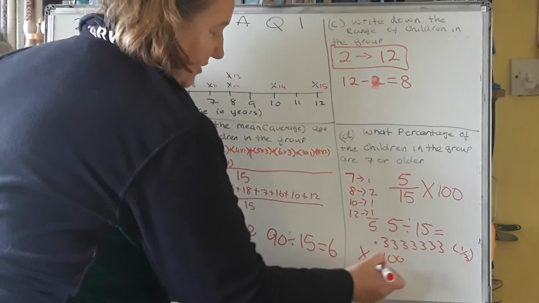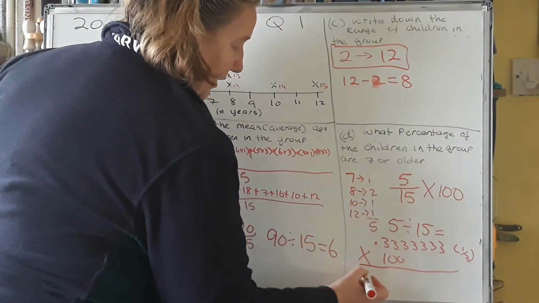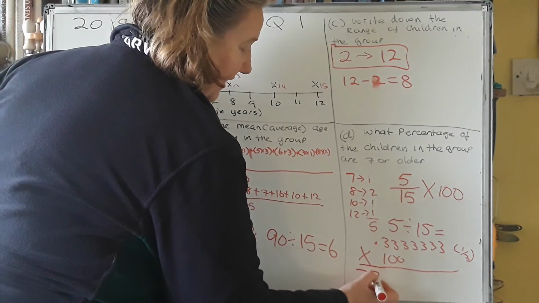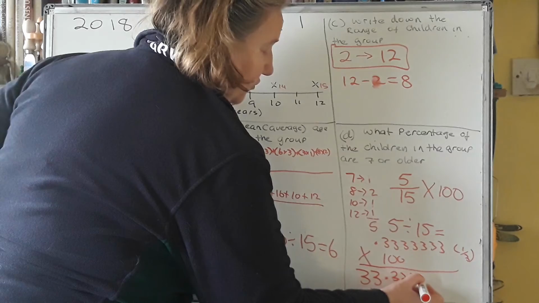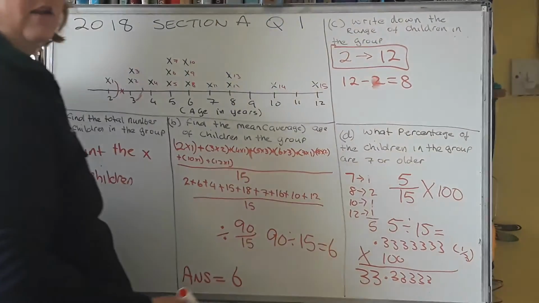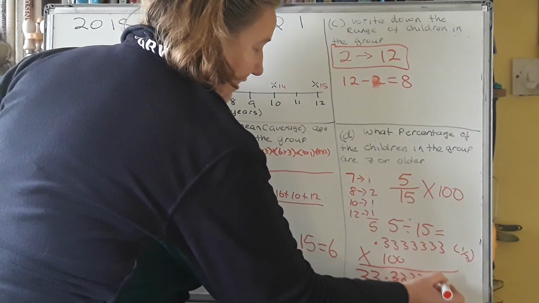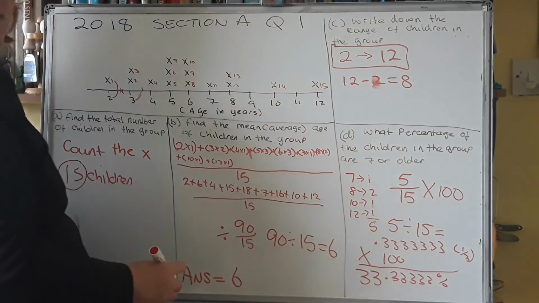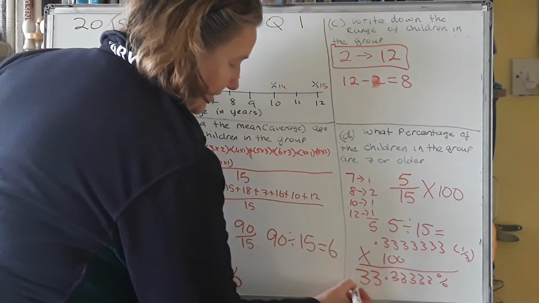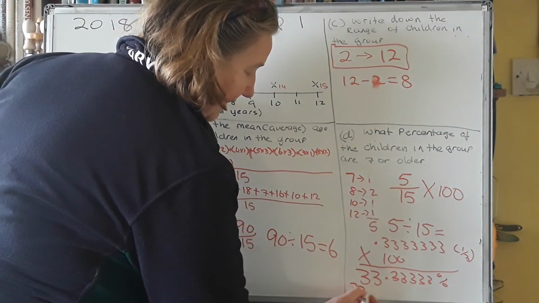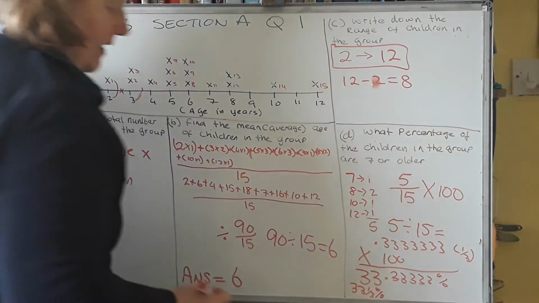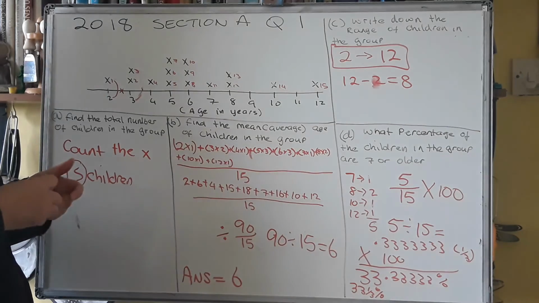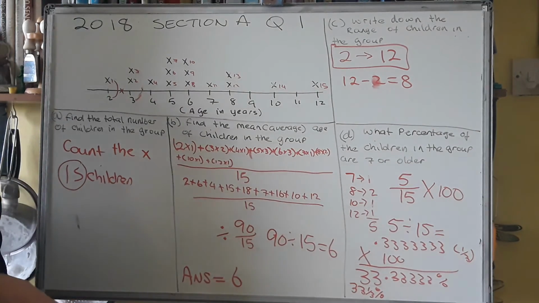Multiply that by 100 and you find that your percentage is 33.33333. Now those 3's go on and on and on. Okay, so the way you can write that, if you don't want to write a million 3's, is you can call it 33 1/3%. Okay, and that is how you do question 1.